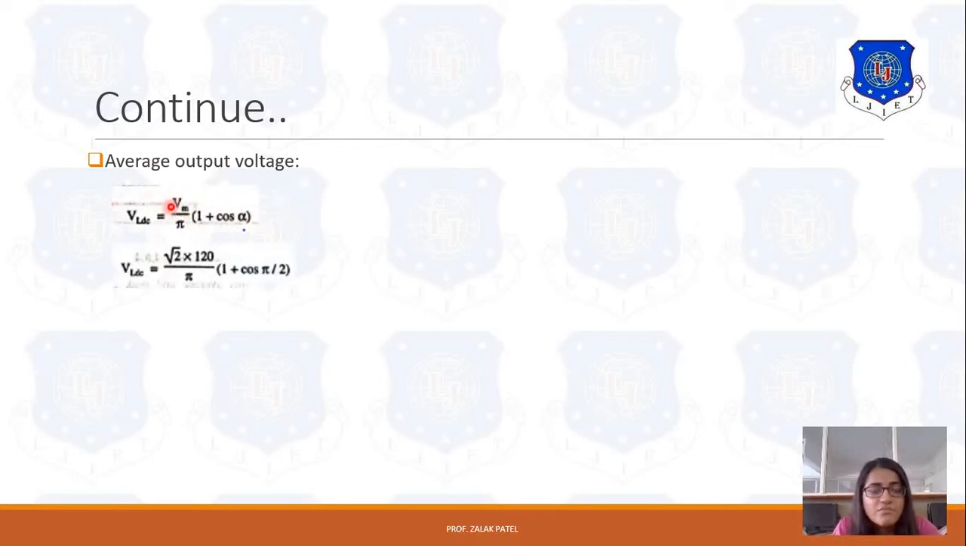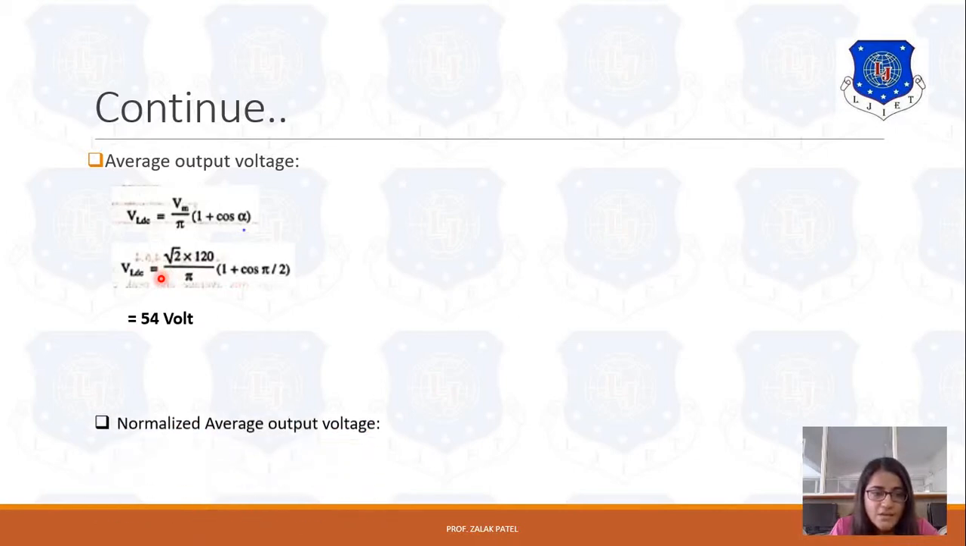Vm means maximum value. We have the value of RMS voltage in the problem statement, so Vm can be written as root 2 times RMS value. So root 2 times the RMS value, 120, upon pi into 1 plus cos pi by 2. So it becomes about 54 volts for the average output voltage.